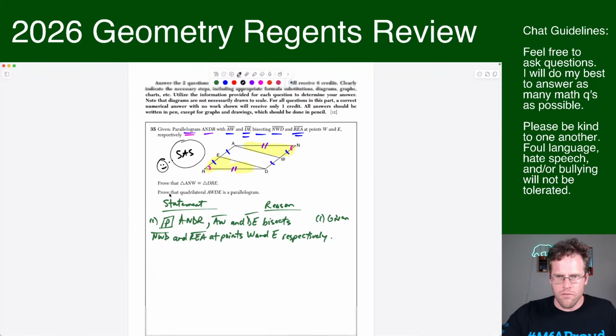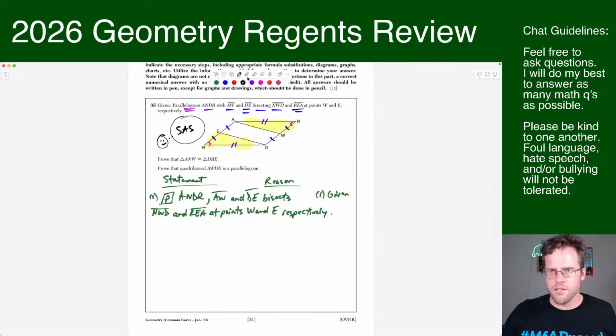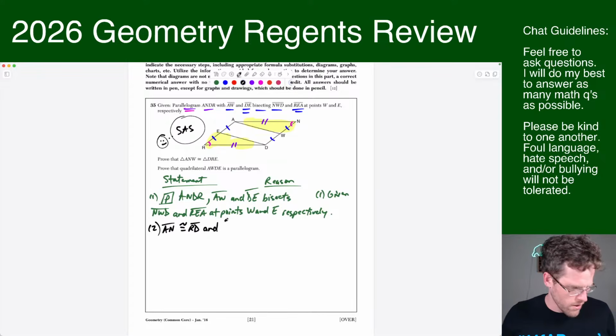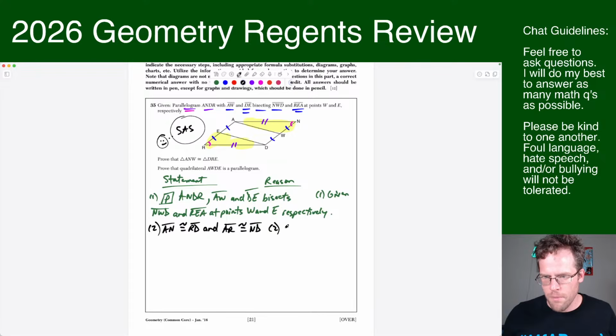All right, so now the fun part, writing all this craziness. So first non-obvious statement here, I'm going to say AN is congruent to RD. And AN congruent to RD and AR congruent to ND. And how do we know? I'm going to say opposite sides of a parallelogram are congruent.